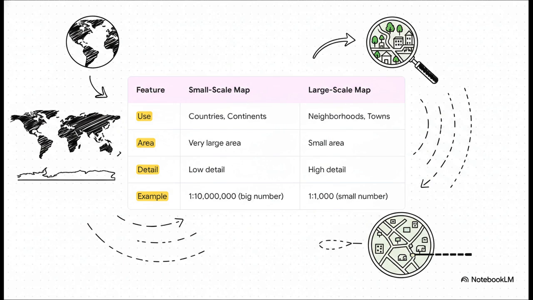Okay, now here's the one part that can feel a little backwards, so listen close. A small-scale map shows a large area, and a large-scale map shows a small area. I know, weird, right? But think of it like a fraction. A small scale, like 1 divided by 10 million, is a teeny tiny number. That means the real world was shrunk down a huge amount. But a large scale, like 1 divided by 1,000, is a much bigger fraction, meaning you're way more zoomed in.